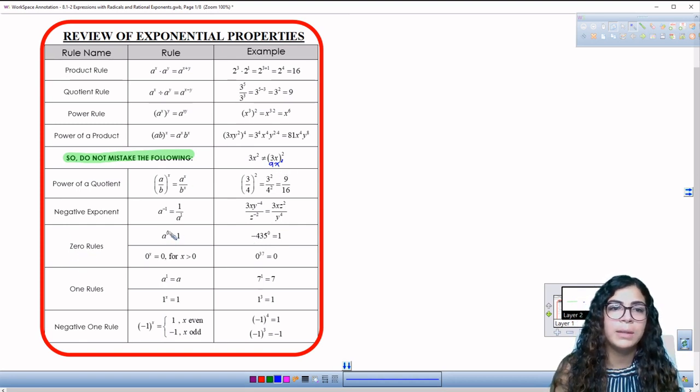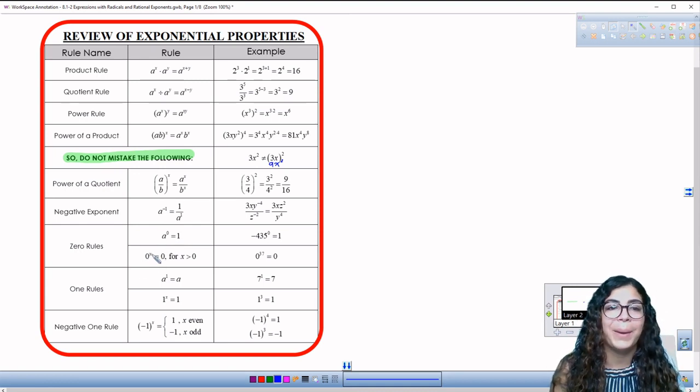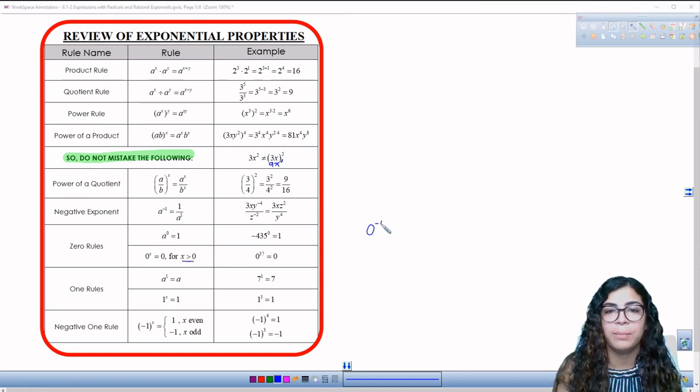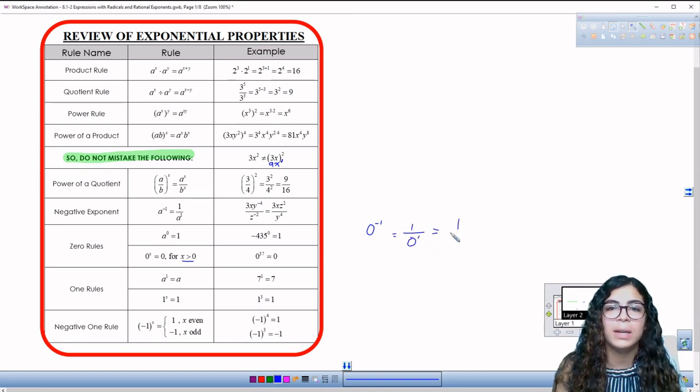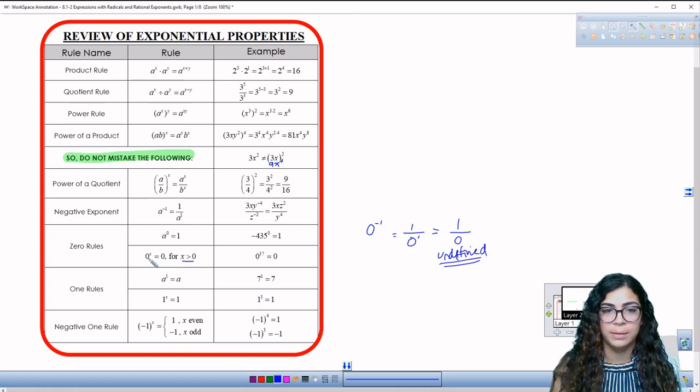Now the zero rules. Anything raised to the power of 0 is 1. And 0 to the power of anything is 0. And that's for positive values only, because let's say we had a negative power, right? Let's say it was 0 to the power of negative 1. Well, technically, then that would be, put that numerator as a denominator, 0 to the power of 1, and then so technically you're dividing by 0, which is undefined in math. We cannot do that, right? So that is why the power, when the base is 0, has to be positive.